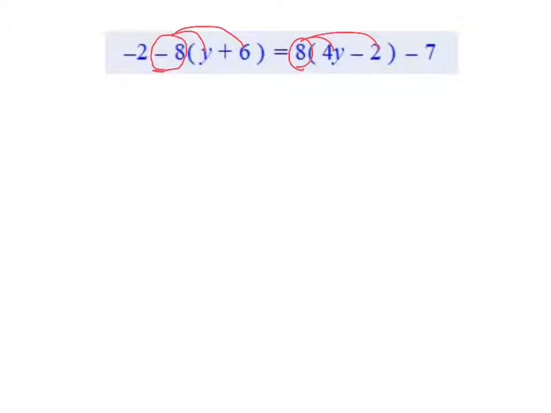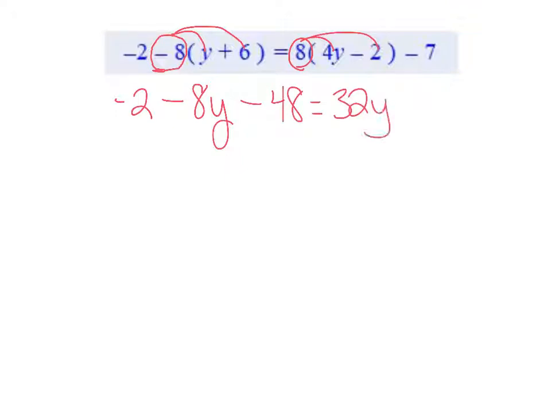All right, on the left side, I'm still going to have that negative 2 out front. And now I'm going to distribute negative 8 times y and negative 8 times 6. On the right side, distribute. And then that negative 7 hangs out at the end. In this one, it's messier than the previous ones because I have multiple terms going on here on this left side. I want to clean this up before I start moving things left and right. Let's just start with this whole thing.